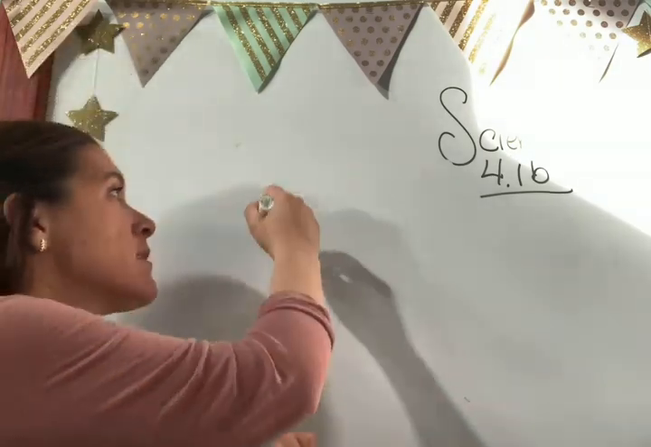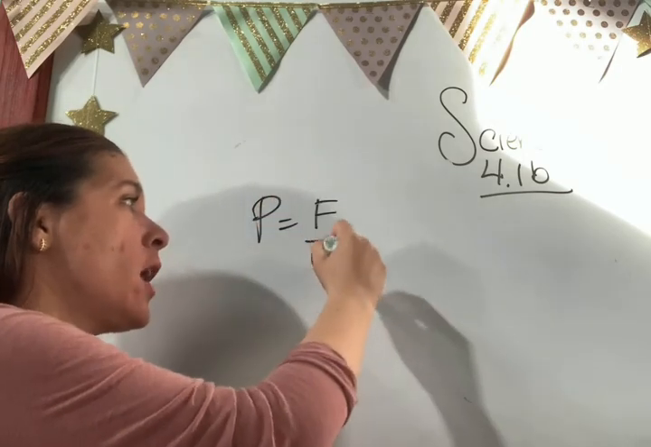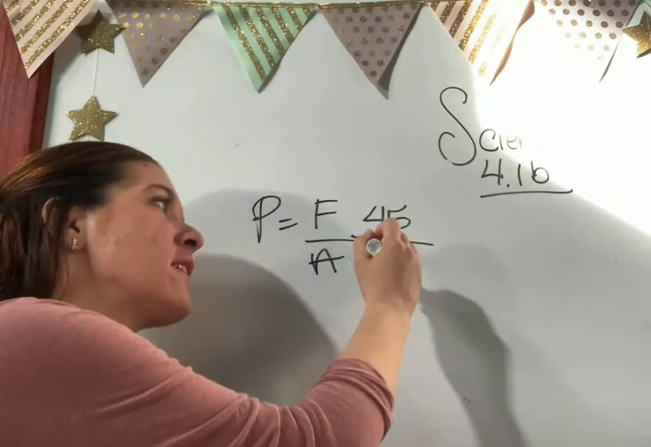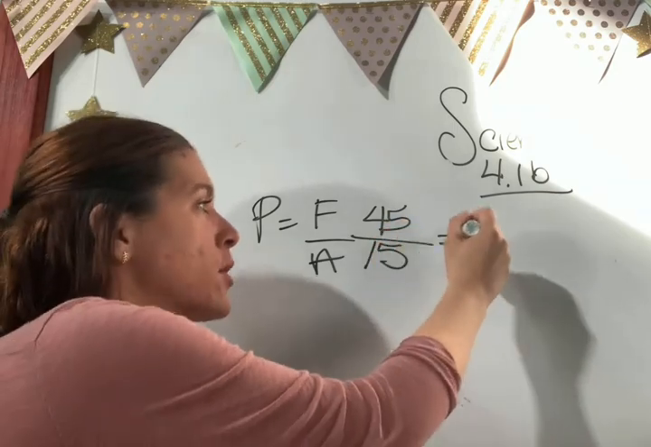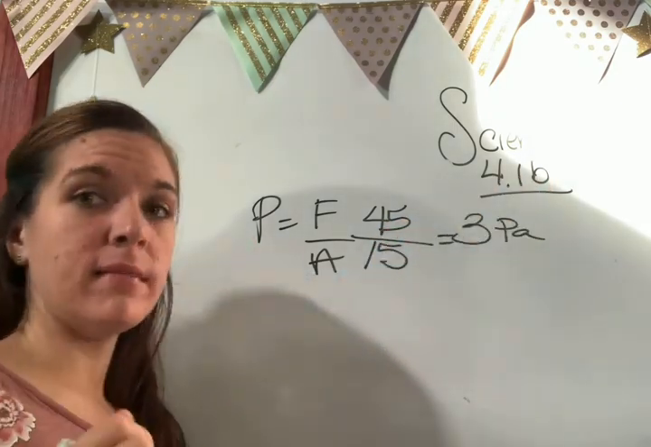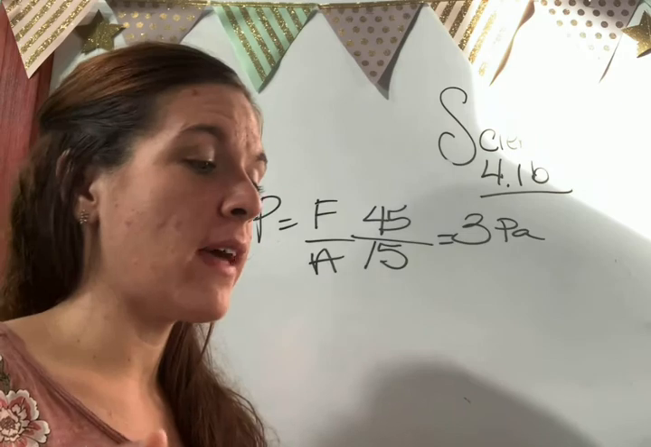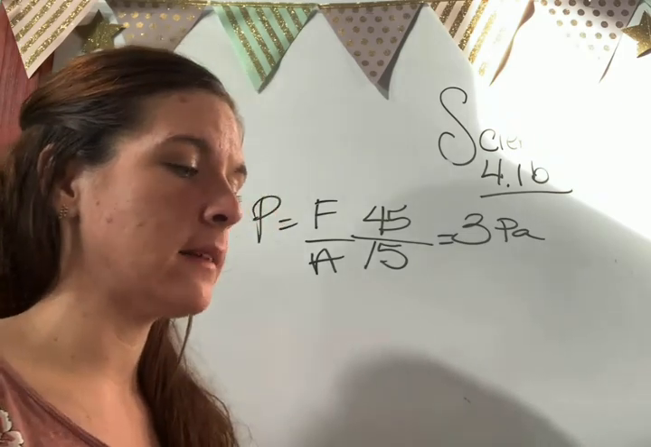So all we have to do is do pressure equals F over A. Our F is 45 and our A is 15, so that means our pressure is going to be 3 pascals. That's it. Everywhere inside that simple machine is going to be 3 pascals.